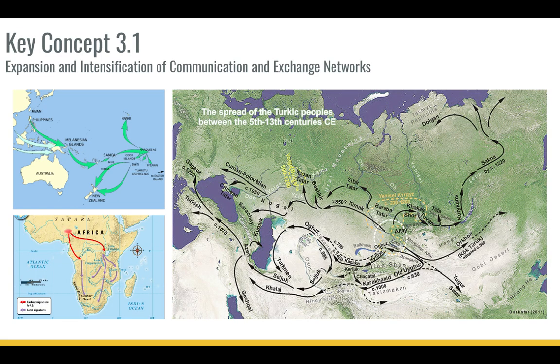And of course, the large one you see here is the spread of Turkic peoples between the 5th and 13th centuries. Of course, Turkic and Arab migrations spread Turkish and Arabic, but they also spread technologies. They also spur on continued trade.